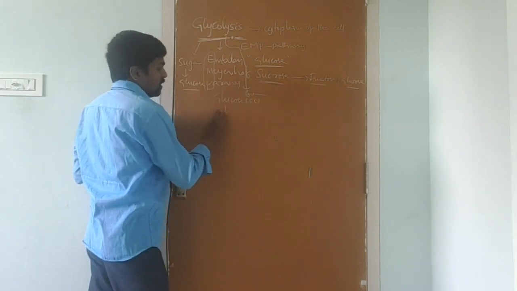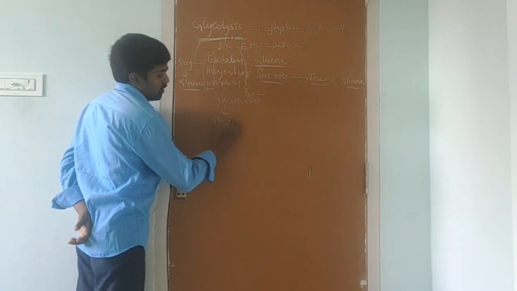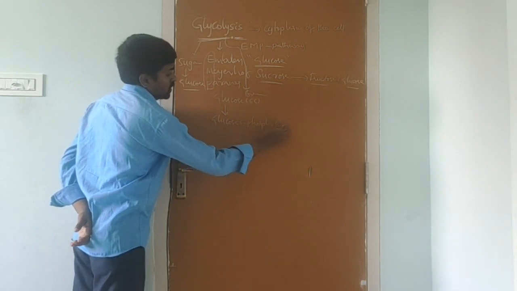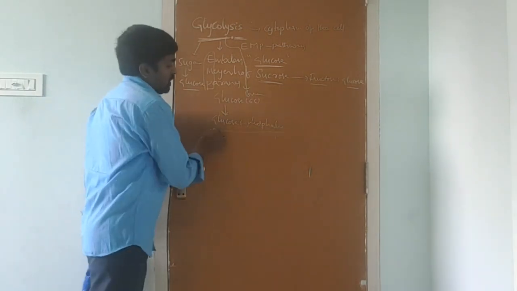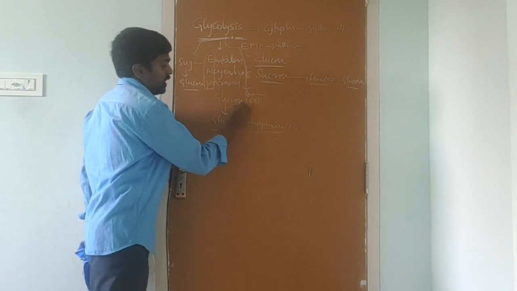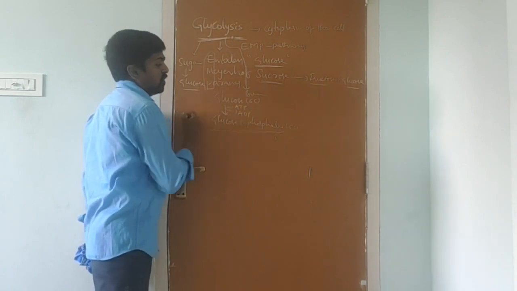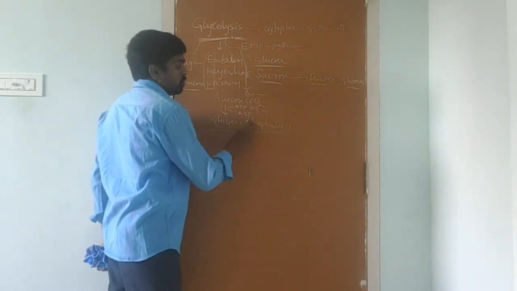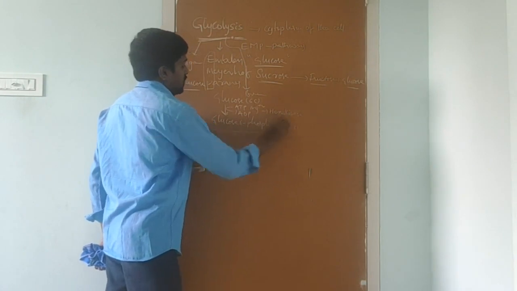It is involved in glycolysis and produces glucose 6-phosphate. Glucose 6-phosphate is also a 6-carbon compound, but here we can expect the involvement of 1 ATP. One ATP is consumed, in the presence of Mg+2 ion. So here the enzyme that plays the major role is hexokinase. Hexokinase enzyme plays the major role.